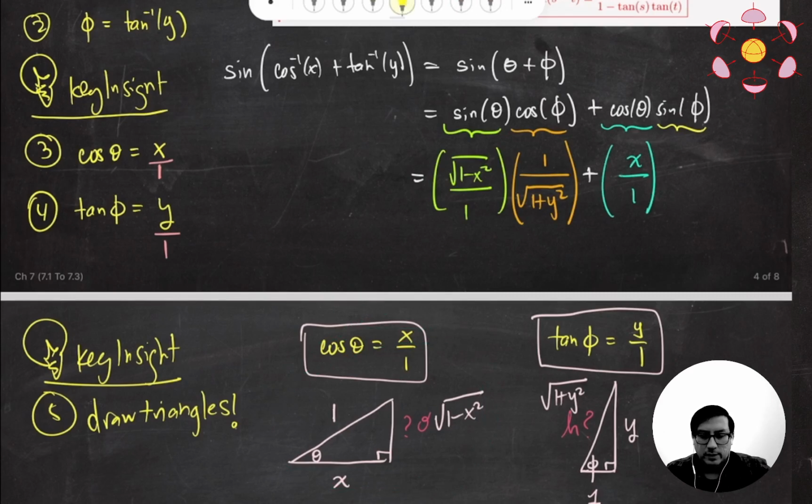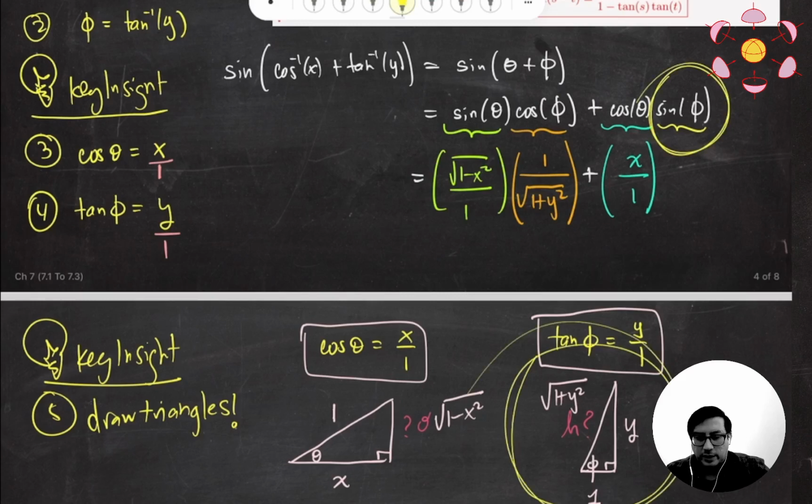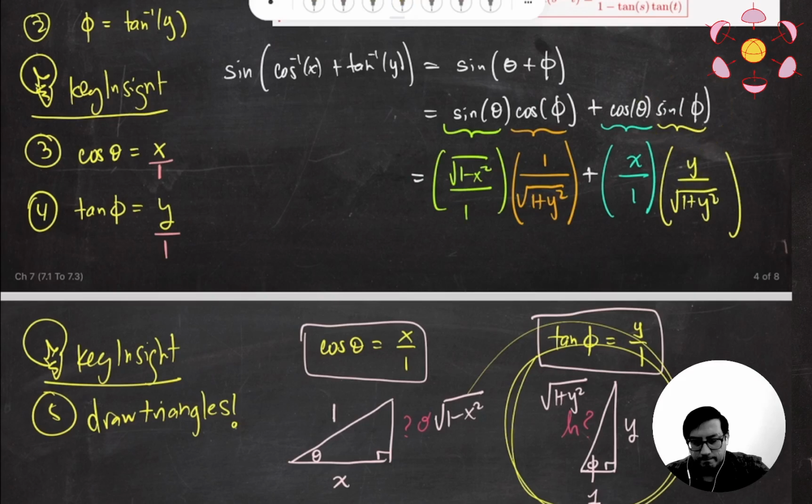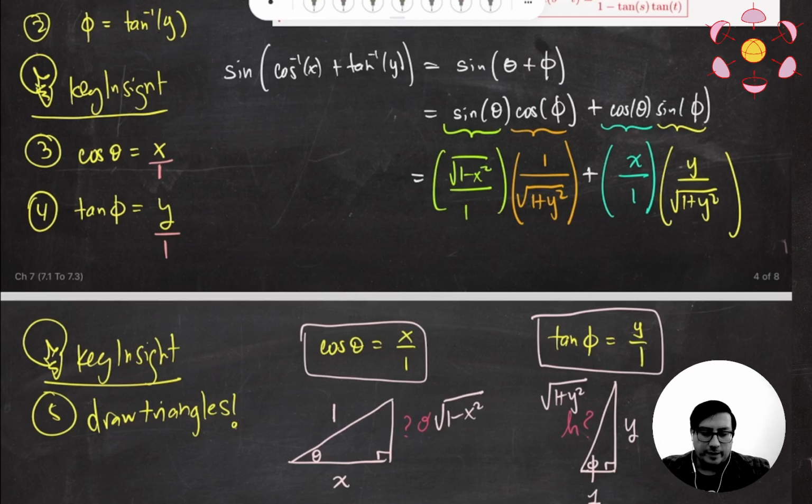Last one, sine of phi. Phi means we go to this triangle, and then what's sine? Sine is going to be opposite over hypotenuse. So there we have it. That is where we want to end up.